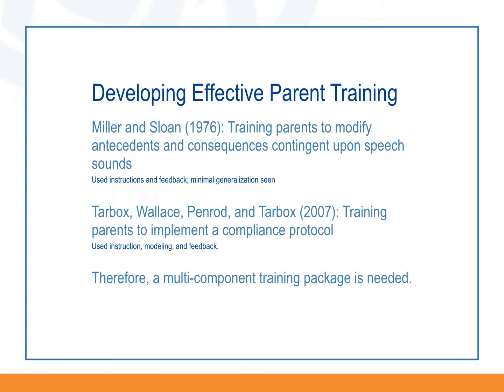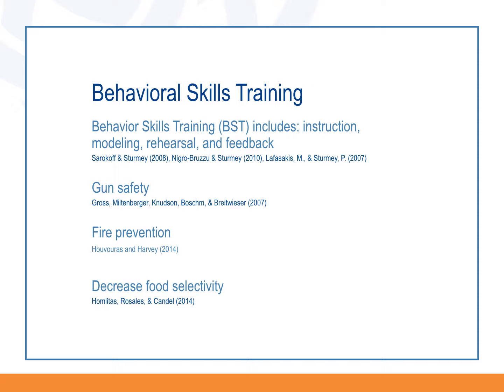Tarbox, Wallace, Penrod, and Tarbox looked at doing a 3-step compliance protocol with parents. They used instruction, modeling, and feedback. They were able to show that parents were able to implement it across a couple of different behaviors to get compliance, so not just on the one behavior that they had trained. So the research has shown that it's not just a single component training. There's definitely a multi-component training package that is needed.